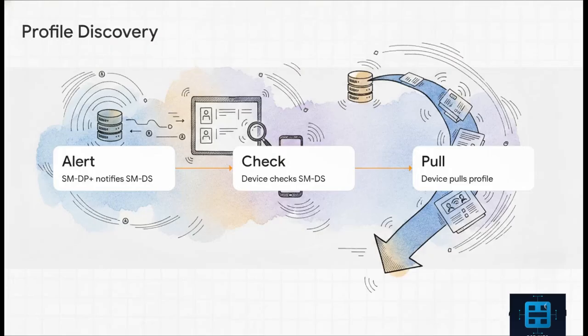Okay, so let's watch how this digital handshake actually works in sequence. It's pretty cool. First, the SM-DP+ securely pings the SM-DS. Second, your device autonomously checks that SM-DS bulletin board. And third, your device dynamically connects back to the SM-DP+ to pull the profile down. It really is just a beautifully elegant user-driven loop.